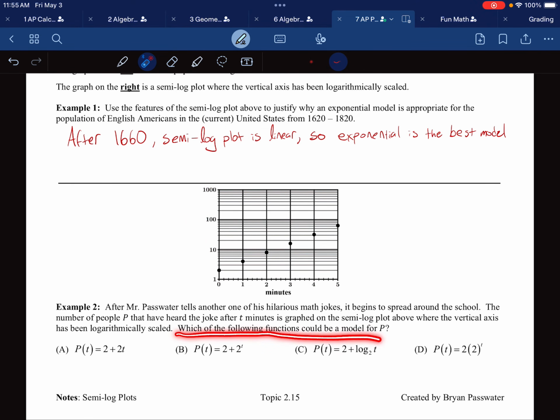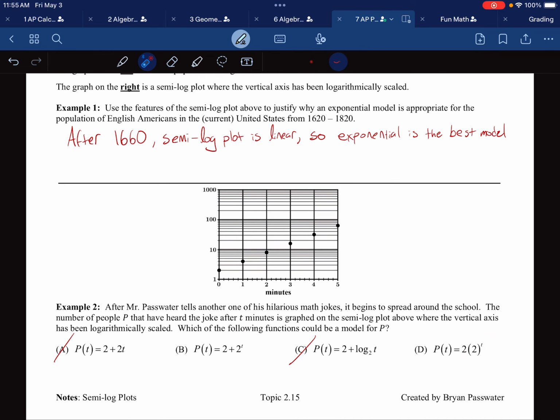Which of the following functions could be a model for P? This question is kind of hard until you learn a bit of information that Mr. Passwater put on the third page of these notes. One thing to always note about exponential functions is, first of all, they have to be exponential. So I need a variable in the exponent. That one is a log function, so that's not right. And that one is a linear function, so that's not right. This function is plotted on a semi-log plot, and it looks like a linear function. That means it's going to be either that one or that one.